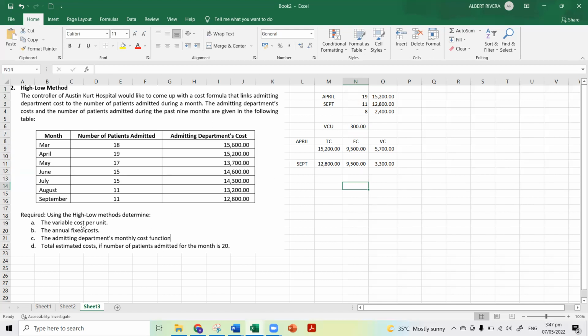If you're asked to compute what is the variable cost per unit, your answer should be 300. Your annual fixed cost, okay? Wala na, tanggalin mo na yung annual. Your fixed cost, kasi pag annual, it may be construed as this is the fixed cost per month. Okay? Kaya wag na. So the fixed cost here is 9,500. And the admitting department's monthly cost function, that is your total cost, is equal to 9,500 plus 300 times X. That is your cost function.